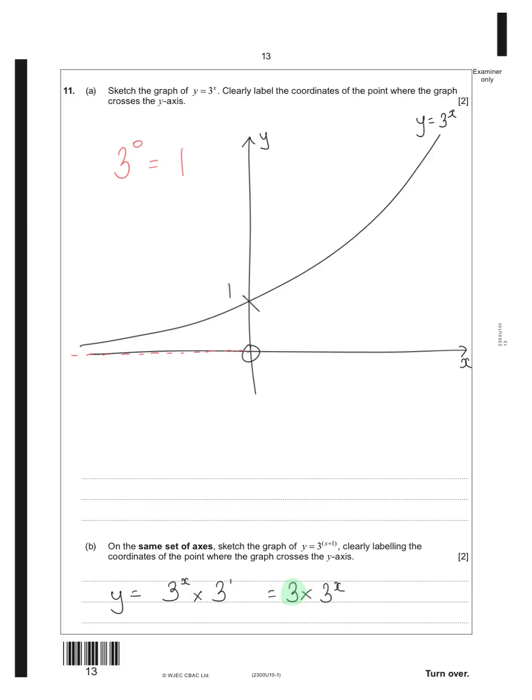Okay, so I'm going to draw it in a different colour. And the transformation is a vertical stretch with a factor of 3. So it's still going to approach 0 as x gets very large and negative. However, the difference is now that instead of passing through 1, it's going to pass through 3. And so let's try and draw a nice smooth curve here. Got to pass through 3.